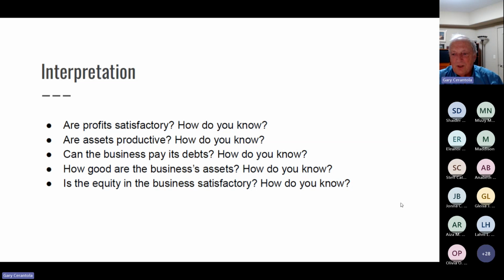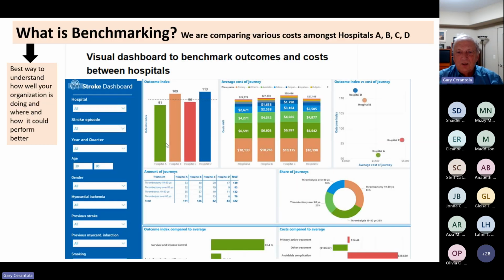And then how are the business assets? Are they producing? Are they in the same condition, in your business life cycle, as they are of your competitors or the industry? Is the equity in the business satisfactory? Does it allow you to expand? Those kind of things. So here's just an example of benchmarking where people were looking at comparing just 4 hospitals and looking at the types of expenses to see where other people were doing better and other hospitals were doing not so good.